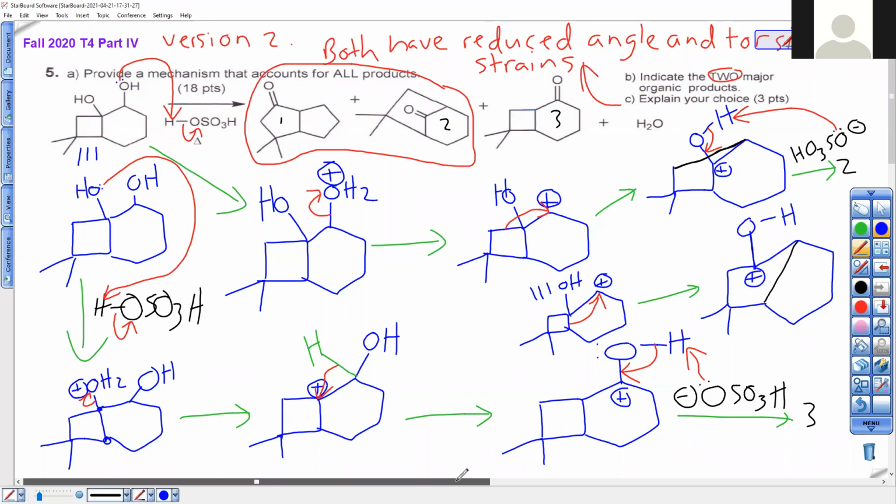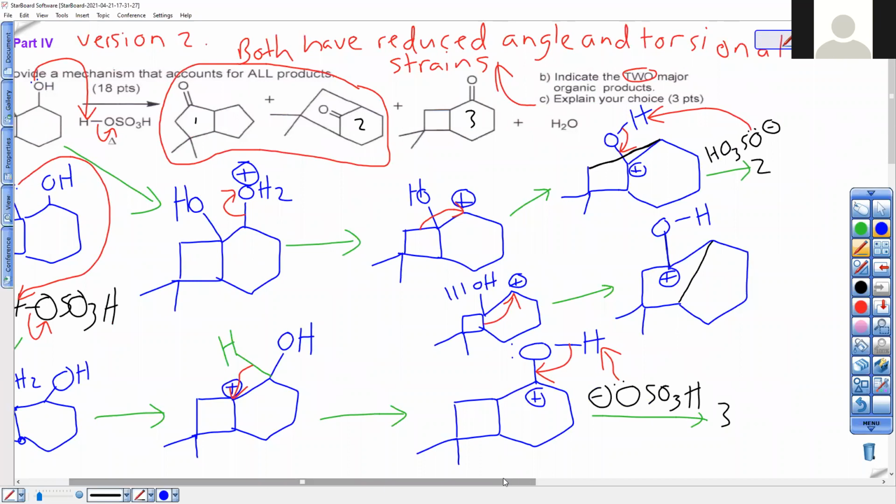How do you make product number 1? Just treat this with the base. HO3SO lone pair minus, and that makes product 1. There's pi. So we have that, and let's look at the big picture.